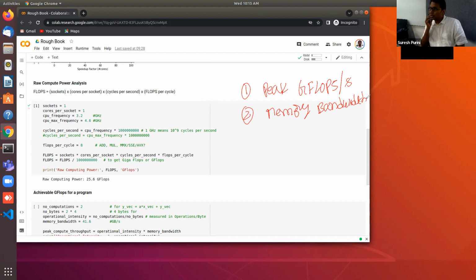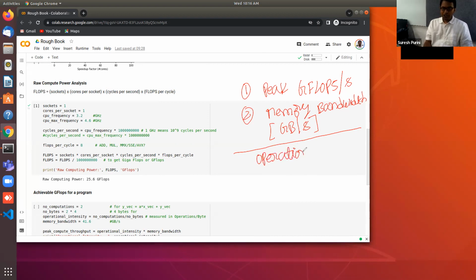So these are the two important properties or specifications of your system that you need to get. And this is measured in gigabytes per second. So these two are the properties of the system. And then on the other hand, your program itself, whose performance you would like to improve, you want to understand its properties. An important thing about it is what is called the operational intensity of the program. So this is a property of the program, and these two are properties of the system.